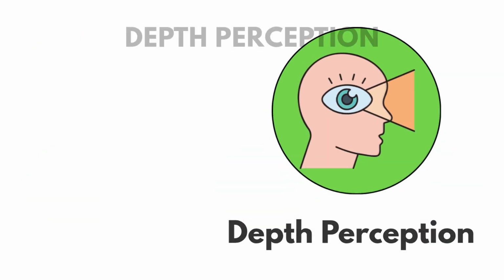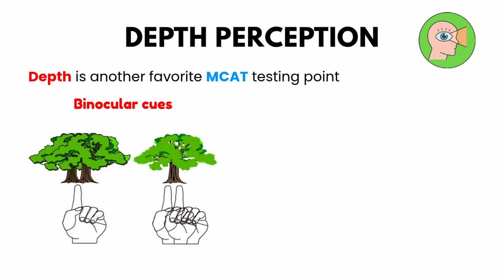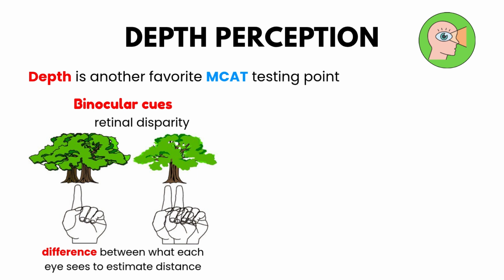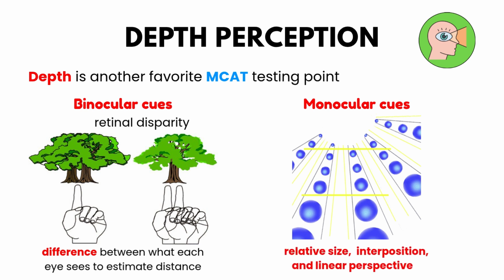Depth perception. Depth is another favorite MCAT testing point. Binocular cues, like retinal disparity, use the difference between what each eye sees to estimate distance. Monocular cues also matter, things like relative size, interposition, and linear perspective. These tricks allow us to perceive depth even with one eye closed.